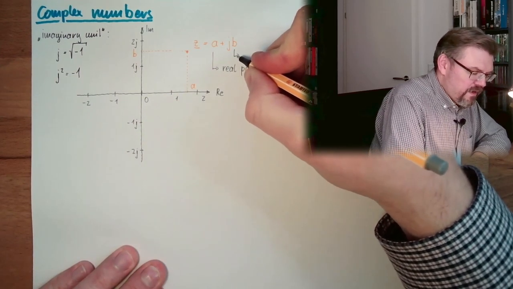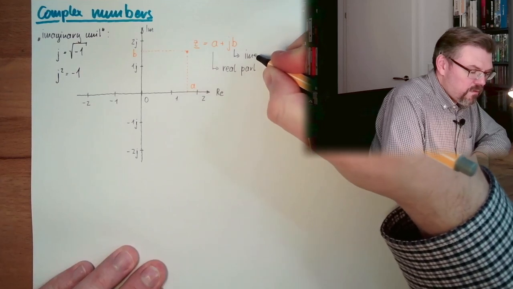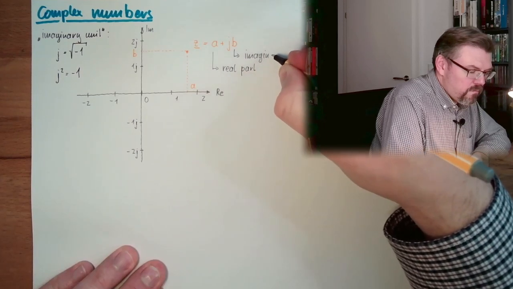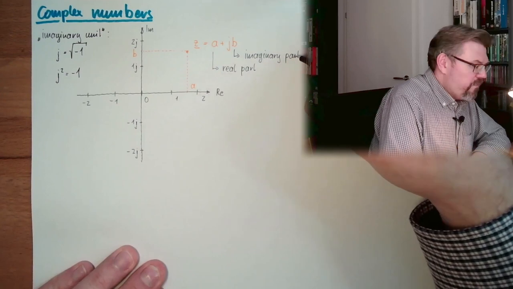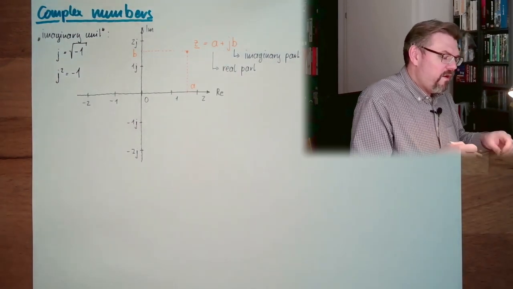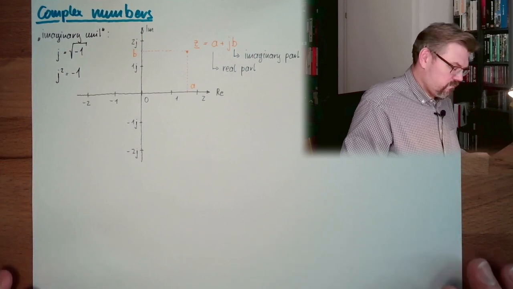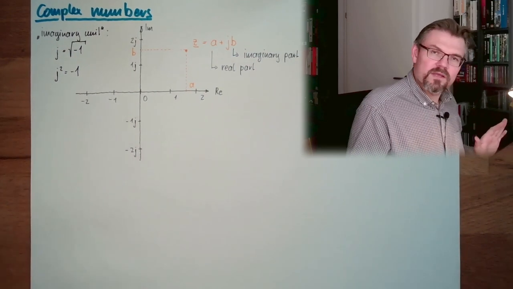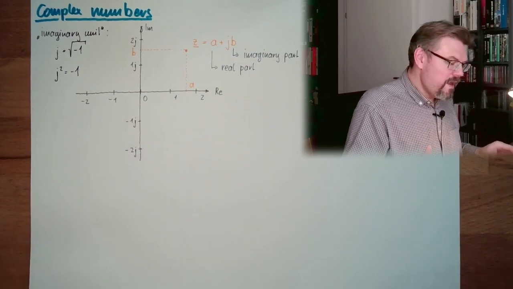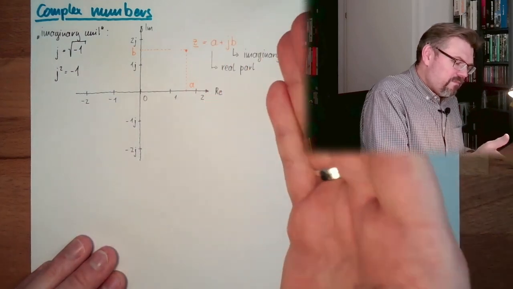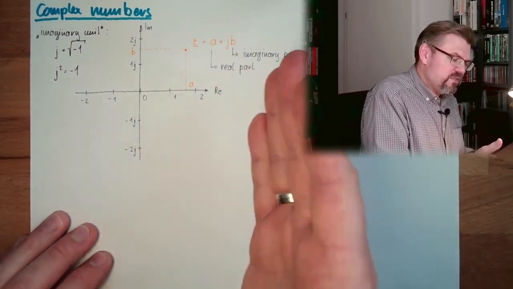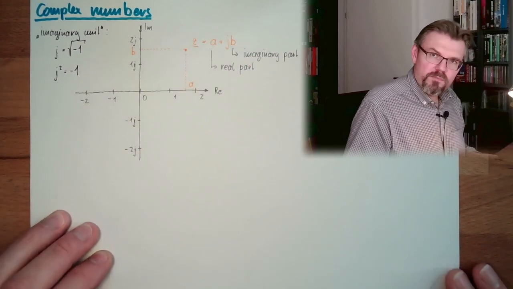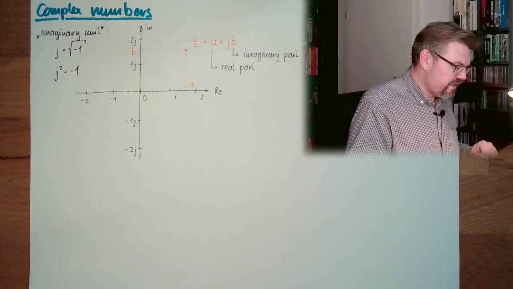And this here is the imaginary part. And together, they are a complex number. That's it. That's a complex number. Real part, imaginary part, this is called component representation, because it consists of the components, real part and imaginary part.